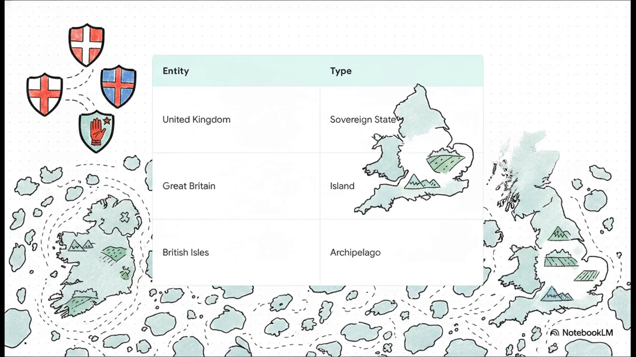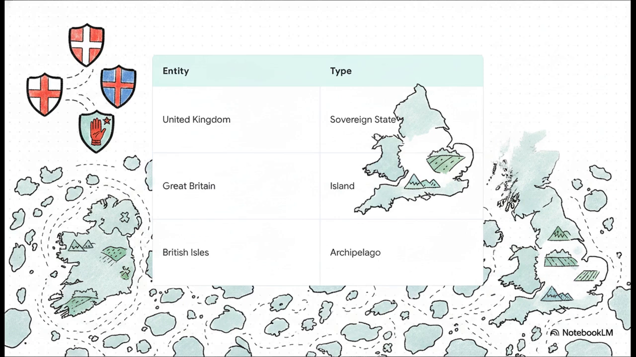The United Kingdom, or the UK, is a purely political term. It's the sovereign state made up of England, Scotland, Wales, and Northern Ireland. Great Britain, on the other hand, is strictly a geographic term. It refers to the largest single island, containing only England, Scotland, and Wales. Now, the term Britain is often used casually for the UK, but historically it ties directly to that main island.